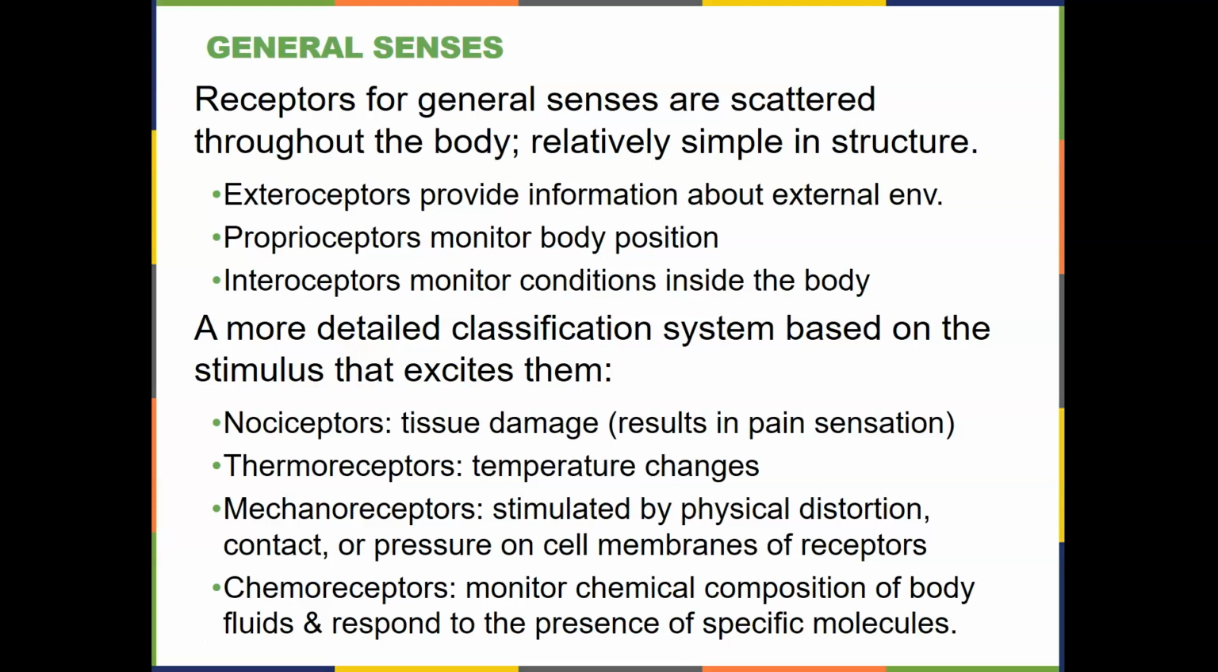So receptors in your general senses can also be called exteroceptors because they're giving us information about the external environment. Proprioceptors monitor body position. Interoceptors can monitor the conditions of the body. This would be monitoring blood glucose levels, sodium levels, hydration levels as well. So intero, extero makes sense. Now, the detailed classification system give you a better idea. These are just location, right? You're organizing general senses in terms of location. We also have organization in terms of function.